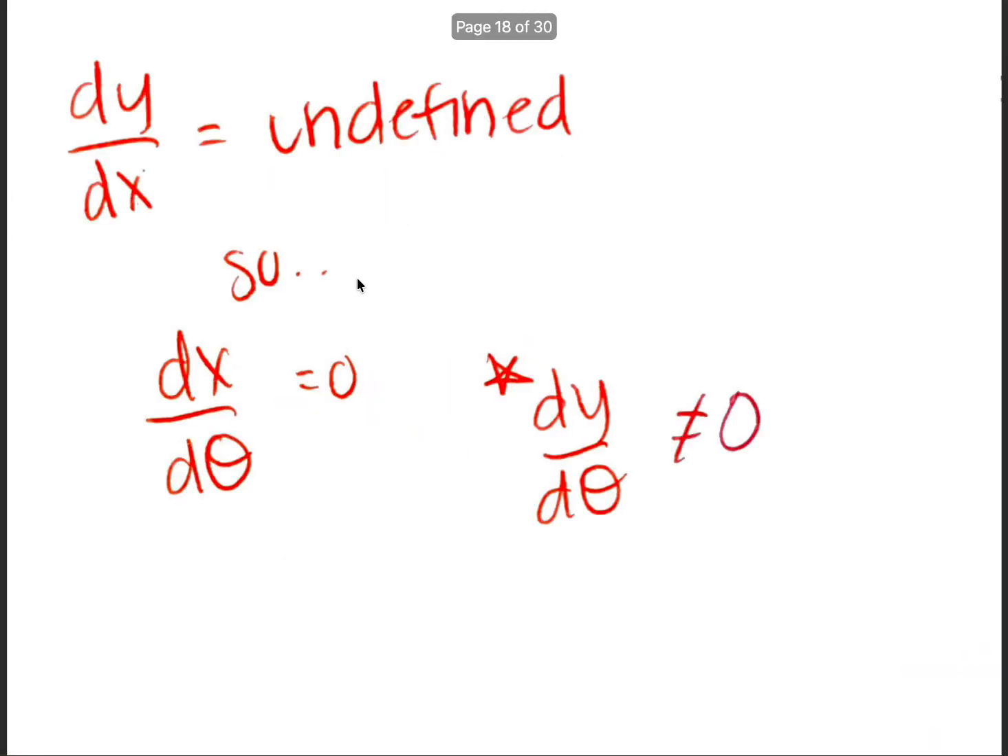Vertical tangent. dy/dx is undefined. Therefore, dx/dtheta is 0. Don't forget, dy/dtheta cannot be equal to 0.